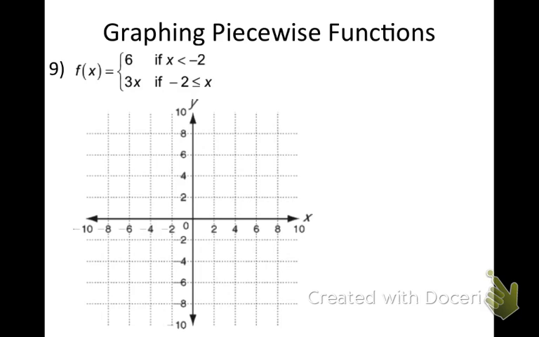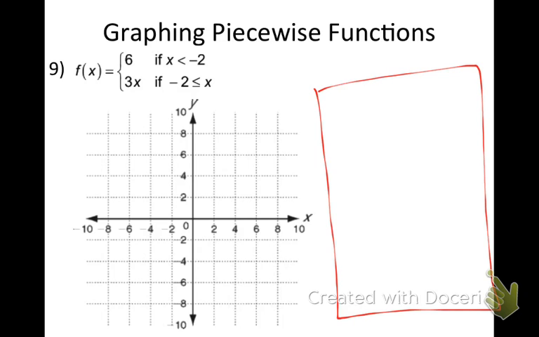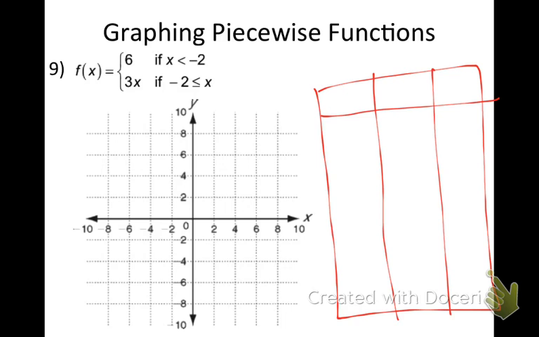Okay, let's try number 9. F of x equals 6 if x is less than -2. F of x equals 3x if -2 is less than or equal to x. So first thing I want to do is make a table. What value do I want in the middle of that table? I want -2. And why is it -2? Because that's what they share.